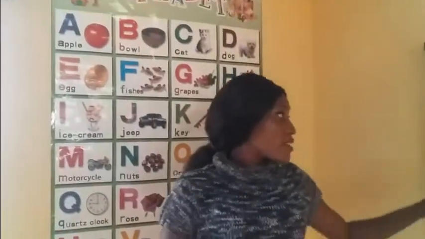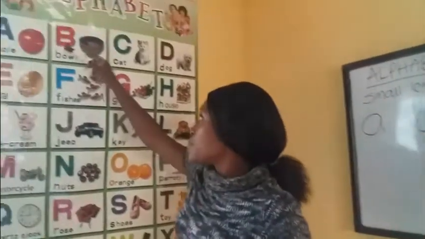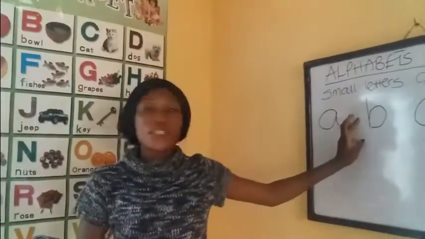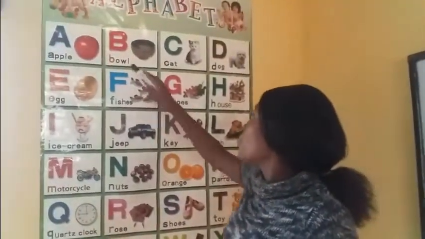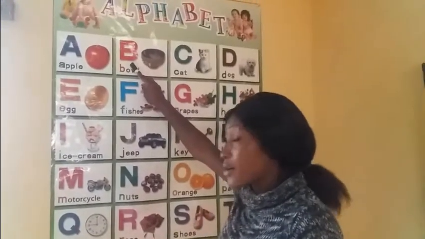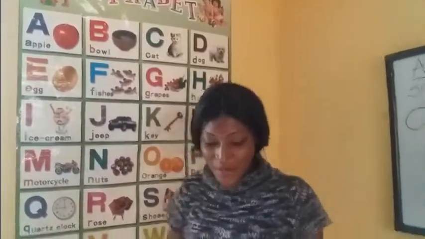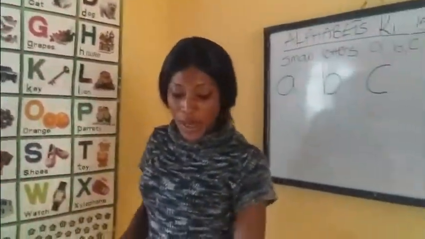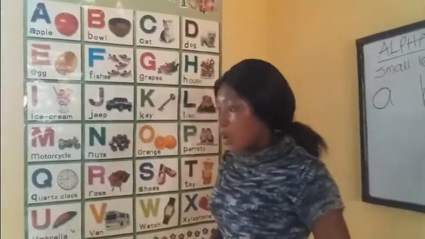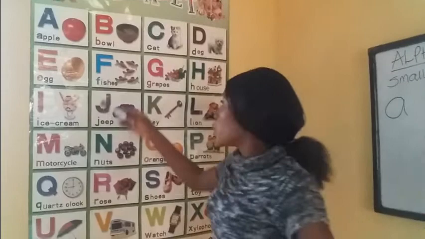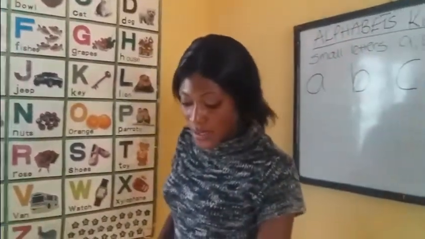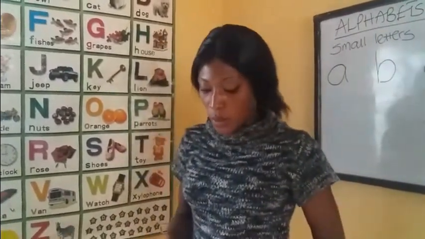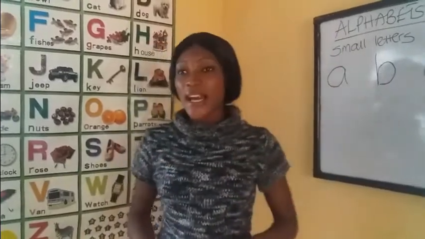Now the next letter there is letter B. This is the capital letter and this is the small letter, just as we've written it here. Now B, an example of an object that begins with letter B is a bowl. A bowl that we use in taking our soup or our Cerelac or cornflakes. Now we have other examples of things that begin with letter B, like a ball, a bell, a bag, and so on.